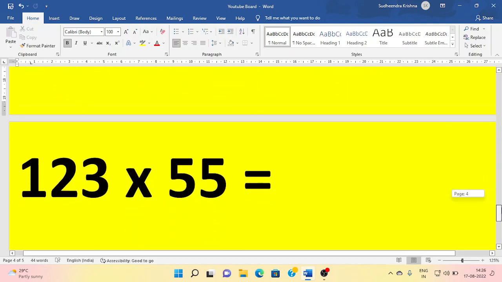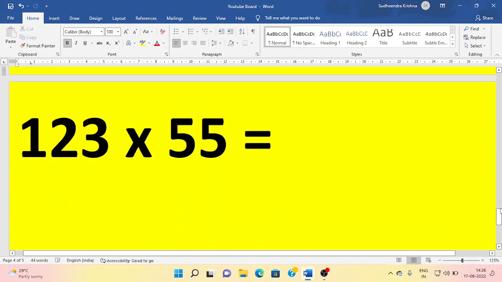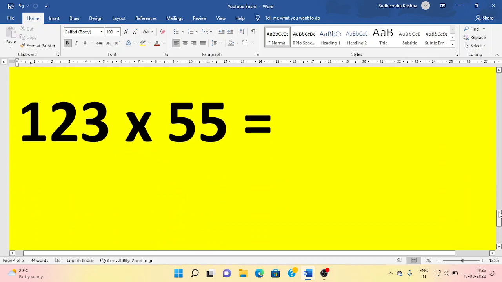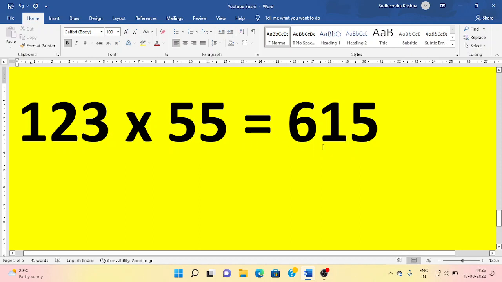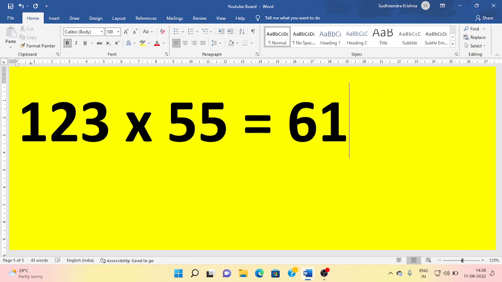Now let us take another example. 123 into 55. First step is, because 123 is the odd number, put 5 in the units place. Okay. Now what you do is, subtract 1 from 123. 123 minus 1 is 122. Find half of 122. Half of 122 is 61. Now you got 615.